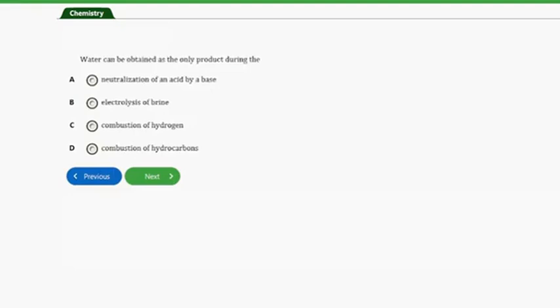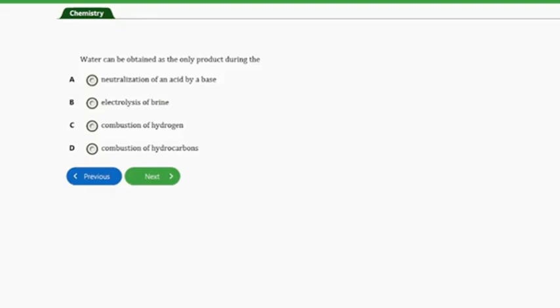So let's consider the next question, guys. Question number 4. The question says, water can be obtained as the only product during the A, neutralization of an acid by a base, B, electrolysis of brine, C, combustion of hydrogen, D, combustion of hydrocarbons. So guys, option C is the correct answer to this question, and that's combustion of hydrogen.